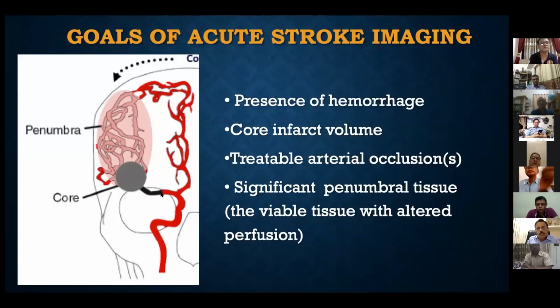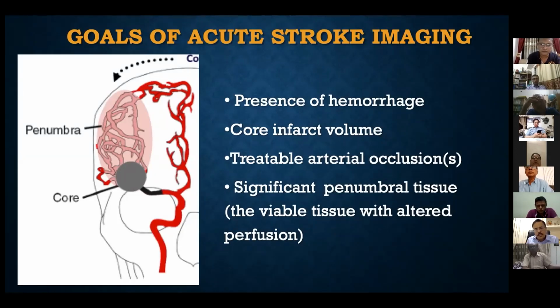Number one, of course, we want to know that there is a major vessel occlusion, then only you like to intervene. You want to know how much is the infarct. The infarct should be small, it should not be too big. And of course, we want to know that there is a penumbra, that means there is an ischemic zone which is still viable. And first of all, of course, we want to exclude hemorrhage. So these are the goals of acute stroke imaging.